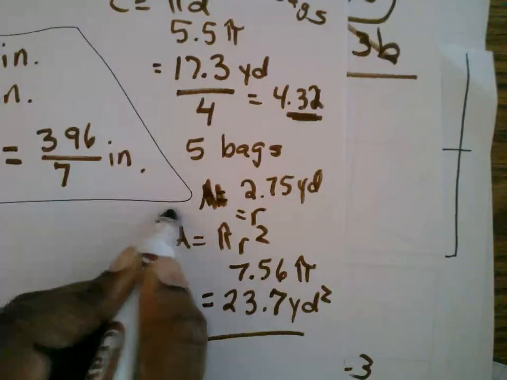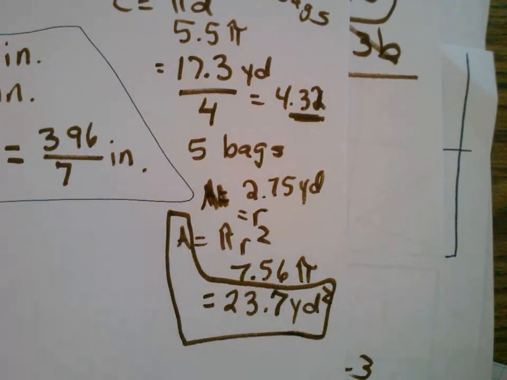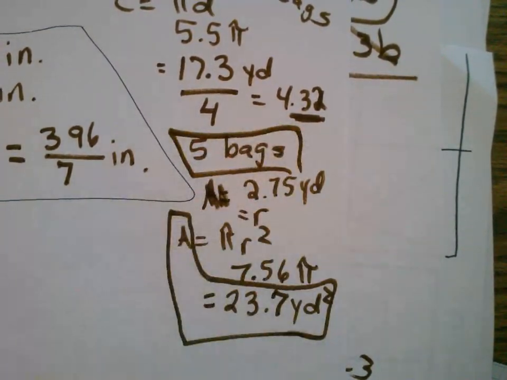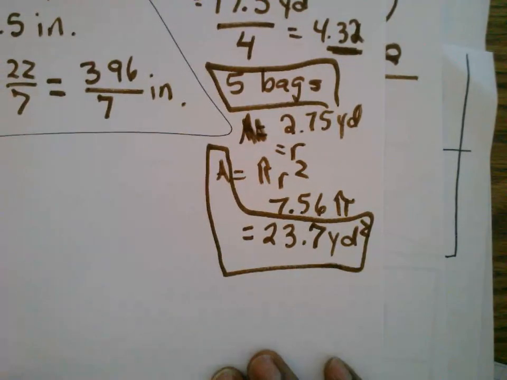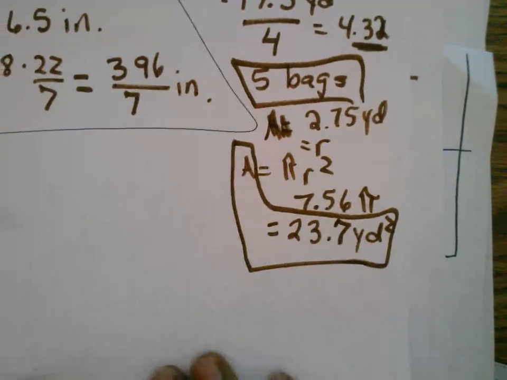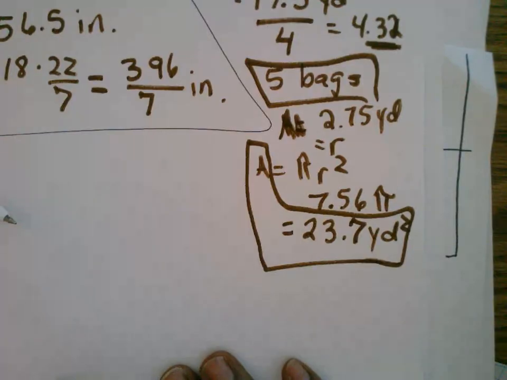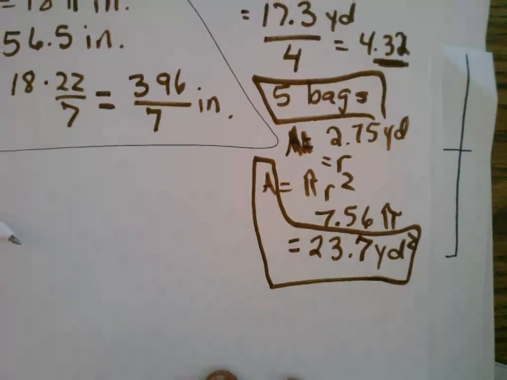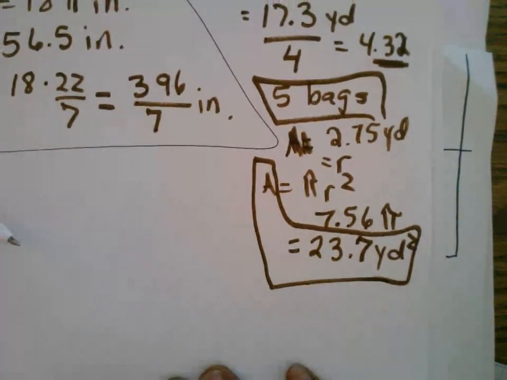Would you round it to the nearest tenth? You can, yeah. So yes, we're going to be 23.8. It's 23.746. Oh. Any other questions?